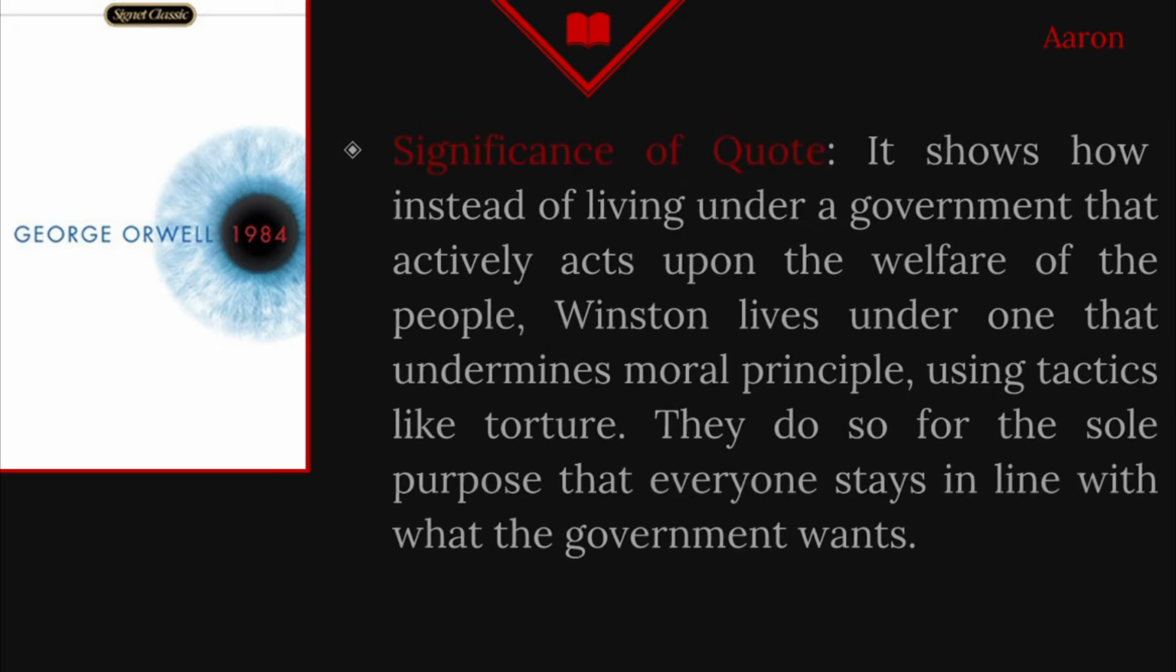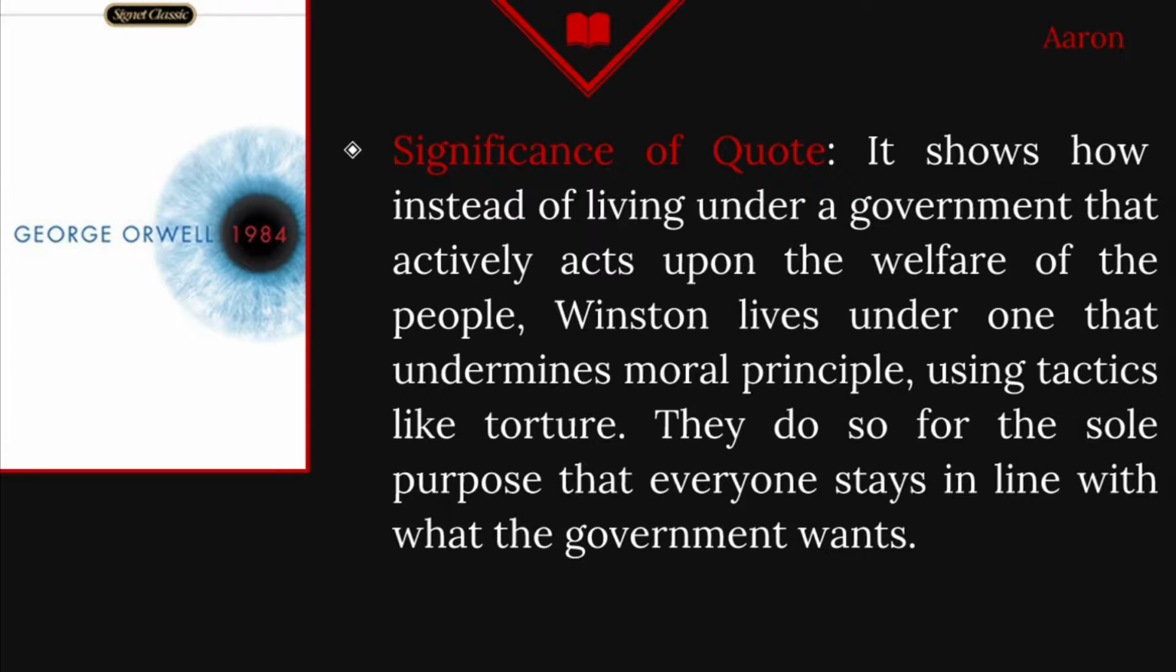Now, this quote is significant because it shows how, instead of living under a government that actively acts upon the welfare of people, Winston lives under one that undermines moral principle, using tactics like torture. They do so for the sole purpose that everyone stays in line with what the government wants.